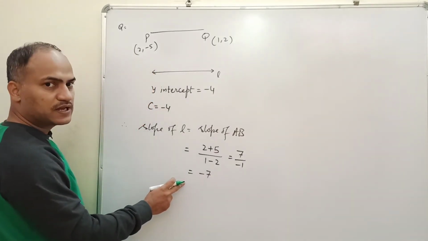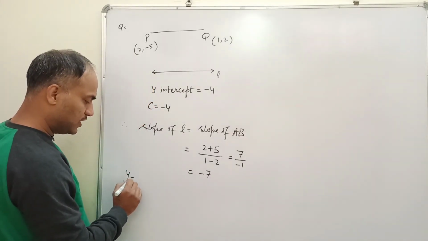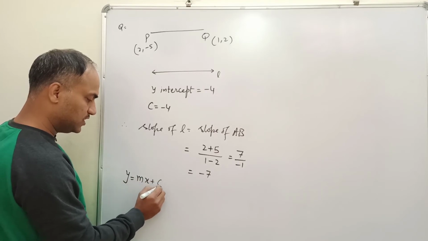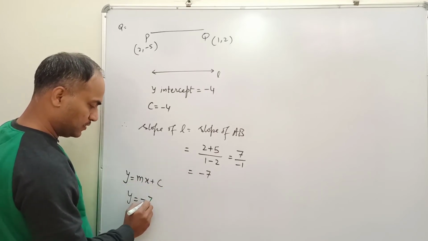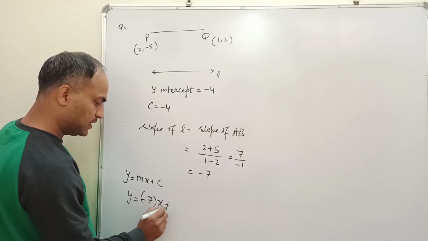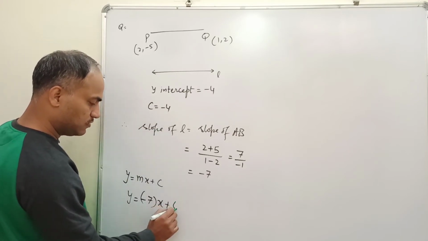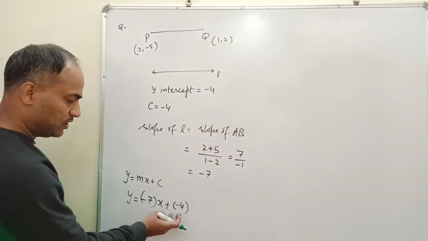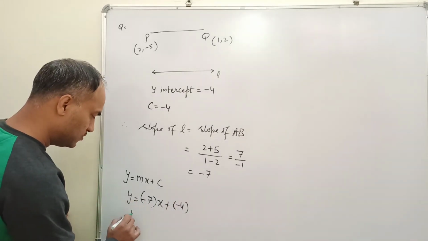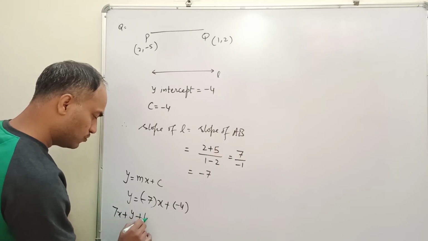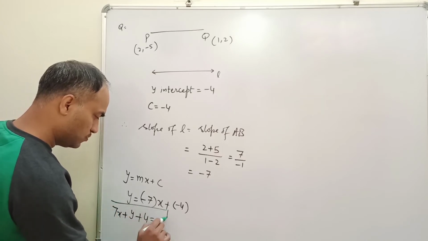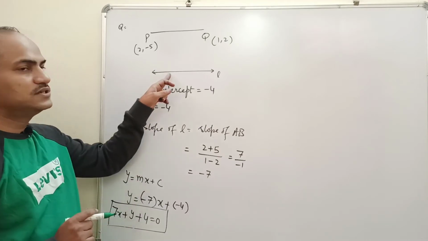So let us apply the formula. Equation of line is y is equal to mx plus c. So y is -7 into x plus c. C is also given -4. So bring all the terms to the left hand side. So y plus 7x plus 4 equal to 0. This is the equation for such line.